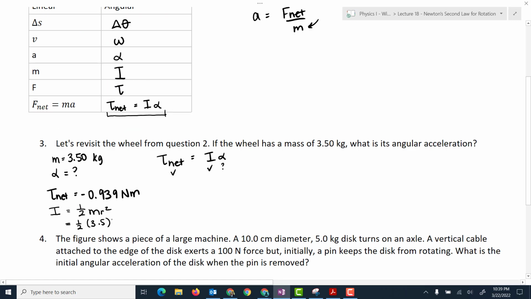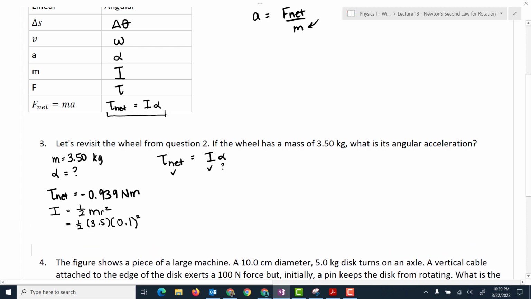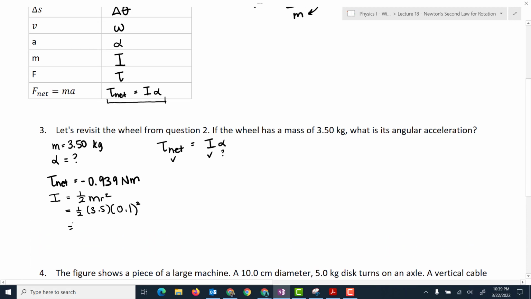Okay, so my r is 10 centimeters, which is 0.1 meters, and then that's all squared. Okay, so I'm going to type this up. I get 1/2 times 3.5 times 0.1 squared, and that gives me 0.0175. That's the moment of inertia. The units for mass is kilograms. For r, it's meters. So it's kilogram meters squared.